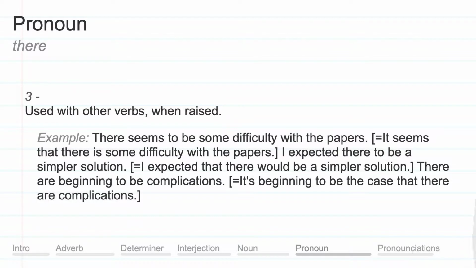Used with other verbs, when raised. Example: There seems to be some difficulty with the papers. Equals: it seems that there is some difficulty with the papers. I expected there to be a simpler solution. Equals: I expected that there would be a simpler solution. There are beginning to be complications. Equals: it's beginning to be the case that there are complications.